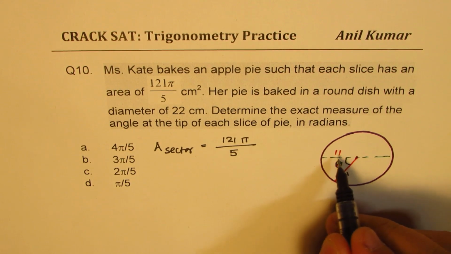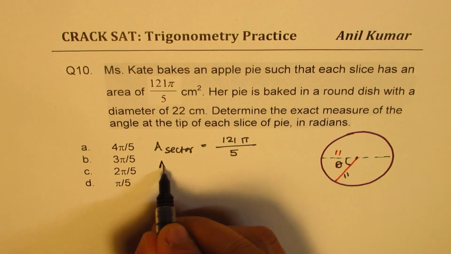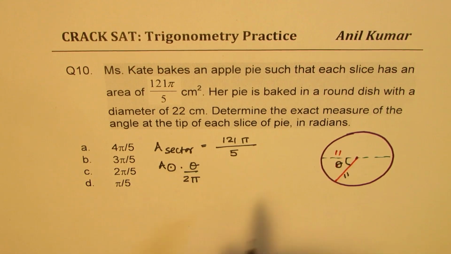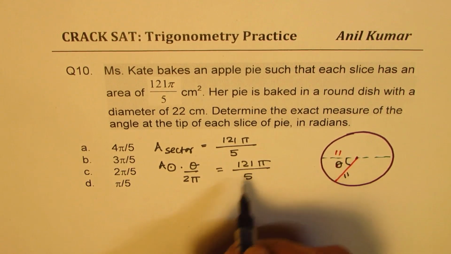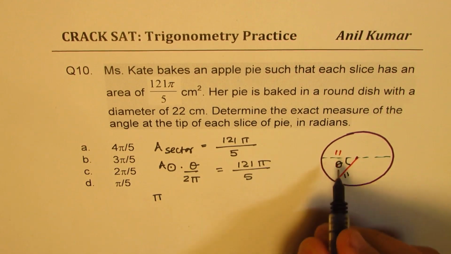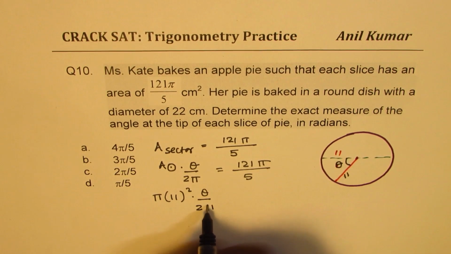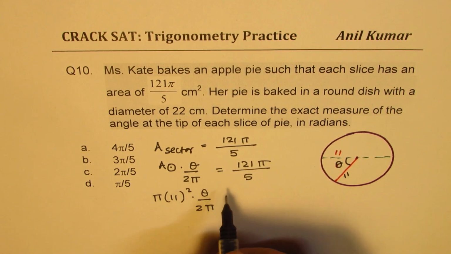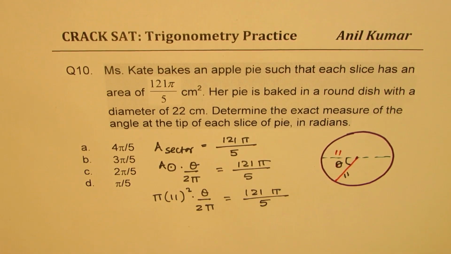The area of a sector is basically the area of the circle times the angle theta over 2 pi, right? That is the ratio of the angles. And that should be equal to 121 pi over 5. Now, the area of the circle is pi r square, where r is 11. So 11 square times theta over 2 pi. Correct? So that becomes the formula. And we are given this as equal to 121 pi over 5.